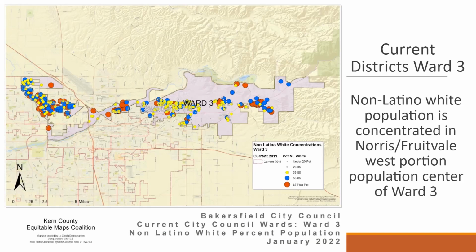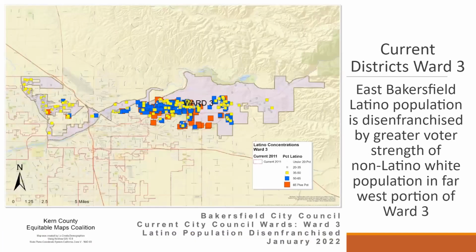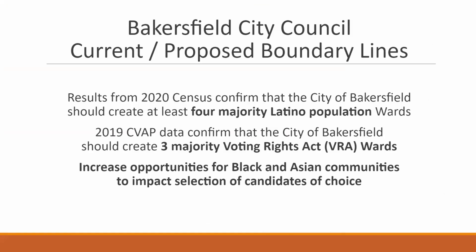And what we noticed was that the Norris Fruitvale area had numbers of populations there that were outvoting the constitutionally protected class members in the remainder of Ward 3 east of 99. This was something that was a big red flag for us. So we knew we had our work cut out for us. And again, further understanding of where our constitutionally protected class members are located in Ward 3.